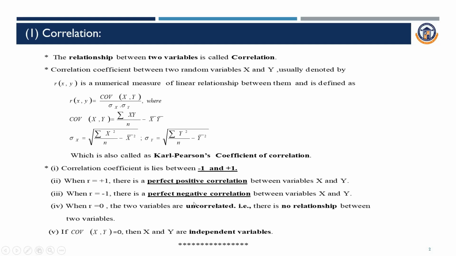Instead of -1, suppose we have minus 0.1, minus 0.4, minus 0.2, it means there is a negative correlation between two variables. When R is equal to 0, the two variables are uncorrelated, or we say that there is no relationship between two variables x and y. If covariance of x comma y is equal to 0, then x and y are called independent variables.